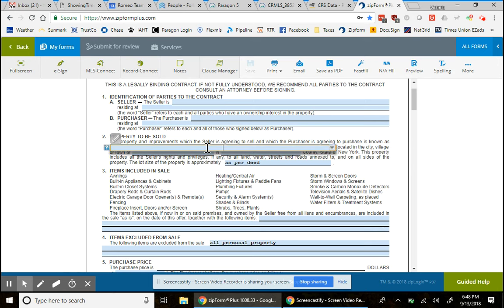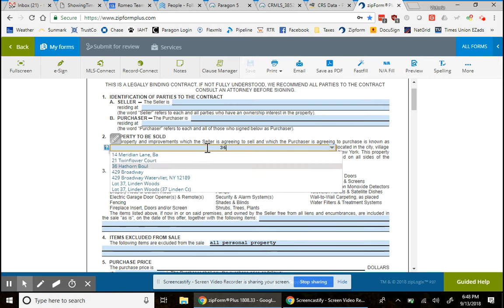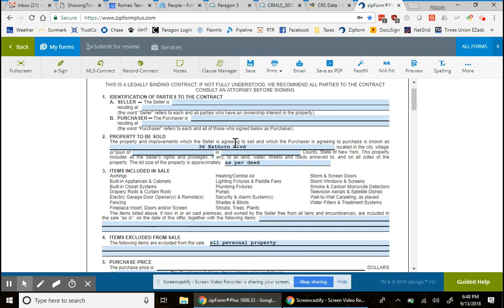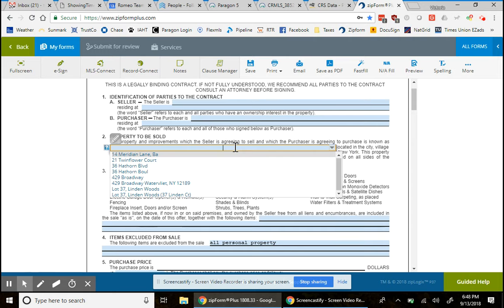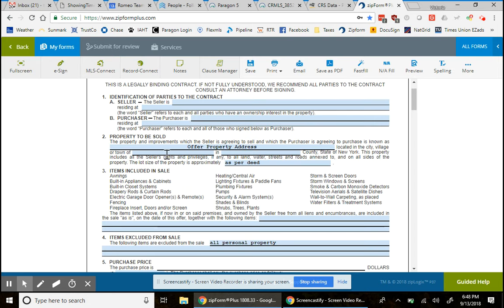Okay, so if it's 36 Hathorn Boulevard, we're writing 36 Hathorn Boulevard, right? But that should be the property address that we're offering on. The offer address. Or the offer property address, okay? In the town of, what town does the property reside in? This particular one would be Saratoga Springs. So what's the town? In the county of Saratoga.